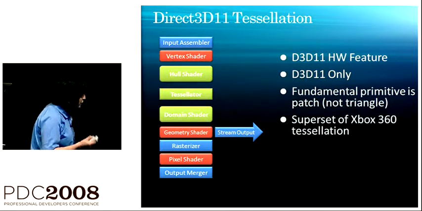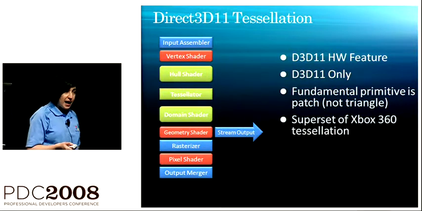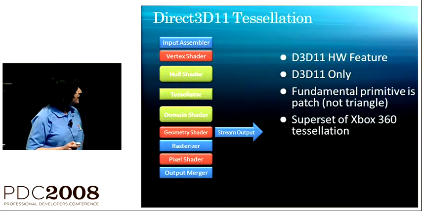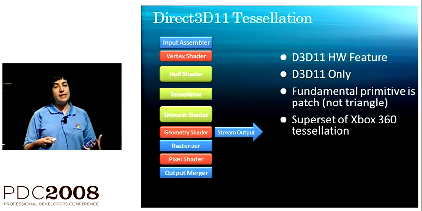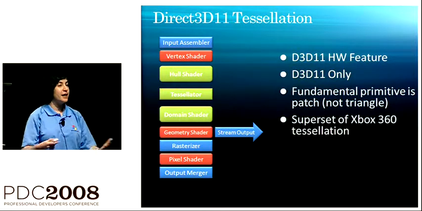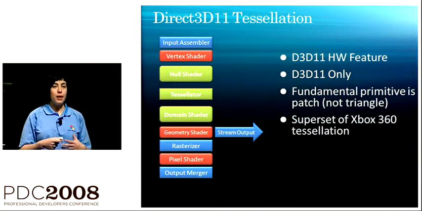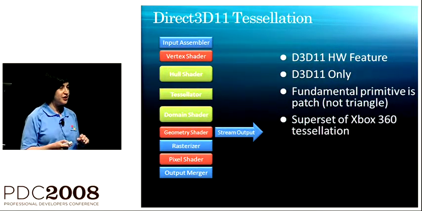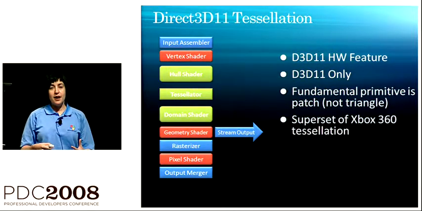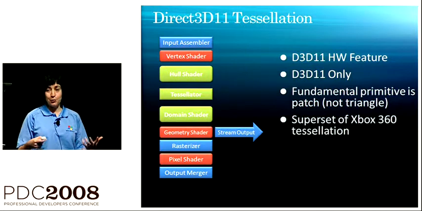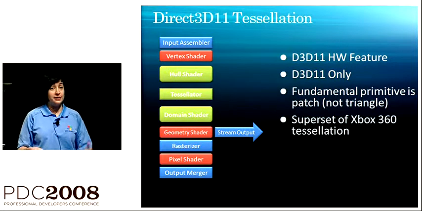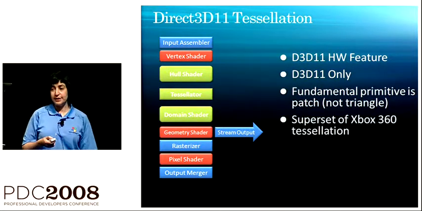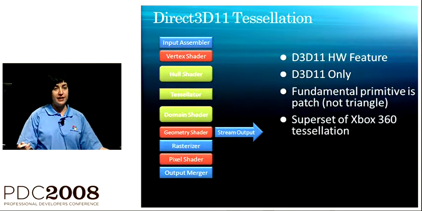Okay? The other interesting thing to note is that the fundamental primitive here is a patch, because again, we're getting closer to the sub-D surface. And it's a superset of Xbox 360 tessellation. What this means is that we're really trying to make that cross-platform development experience better by providing what you could already have on the Xbox 360. We have that functionality too, but at the same time, we're taking advantage of advancements that have been made in the PC hardware and graphics ecosystem since the release of the Xbox 360, and also building upon our knowledge and experience of what worked and maybe didn't work so well with the Xbox 360 tessellation. So we're still reproducing that functionality and building upon it.